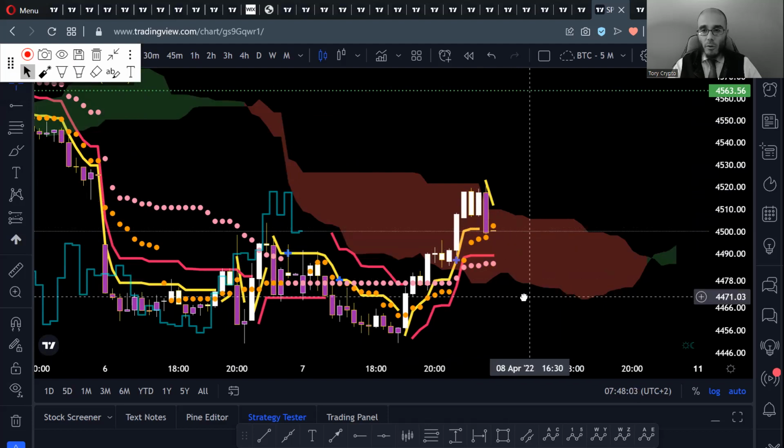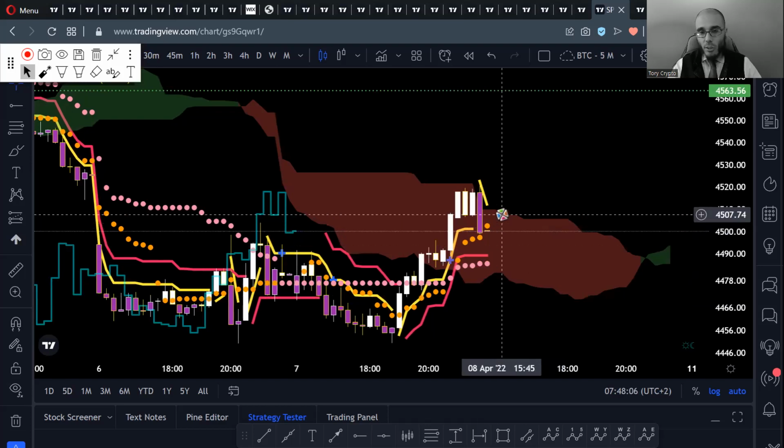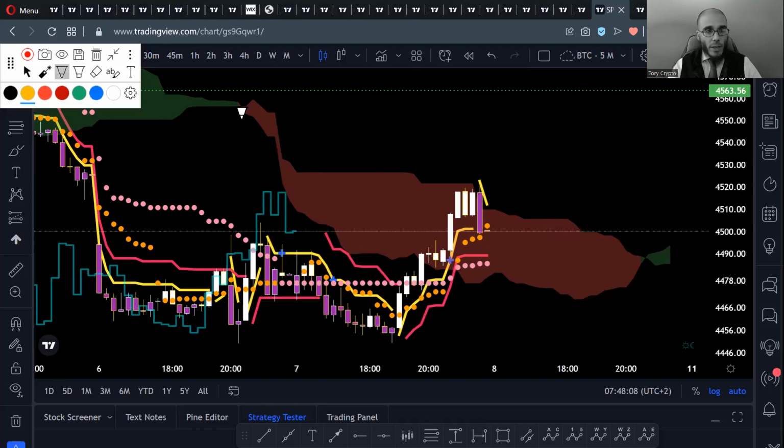Let's check if all the conditions are fulfilled. The first condition you need is a break of the cloud, and that could happen anywhere here. The second condition is that the future Kumo is green, and that's the case right now, as you can see. Then the Chikou must be free of price, and here the Chikou is free of price, and above it would be free of price too. And the last thing is that the Tenkan is above the Kijun, and that price is above both of them.